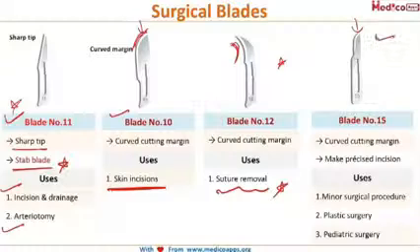And do remember that blade number 12 can be a potent question for this year. After that, we'll move to blade number 15. As I have just mentioned, it has a belly and a curved margin outside, and as it has a belly which is the sharpest point, it is used for making precise incisions. As blade number 15 is a little smaller in size, it can be used for making precise incisions. The uses of blade number 15 are minor surgical procedures, plastic surgery and pediatric surgeries.